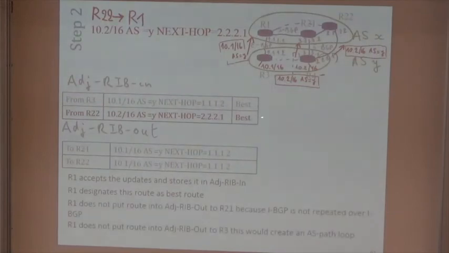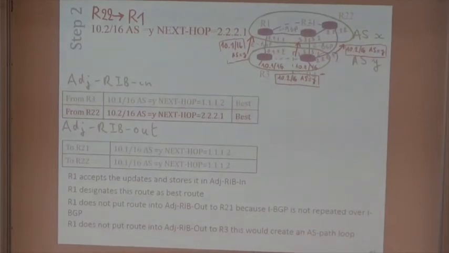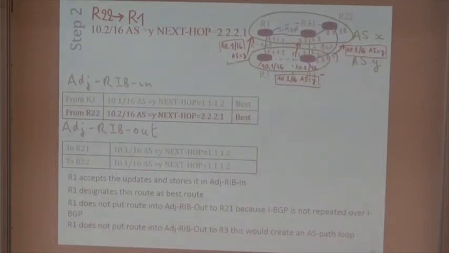Now, R1 does not forward it to R21 or R22 because of the rule that whatever you have learned over iBGP, you don't repeat over iBGP. There's no point sending it to R22 because it comes from R22. And there's also no point repeating it to R21 because the assumption is that there is a full mesh inside the domain of all BGP routers. So R21 will hear that from R22. So it's not repeated here.